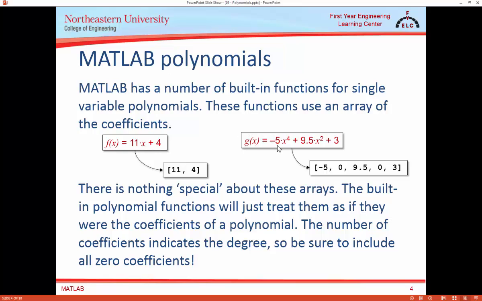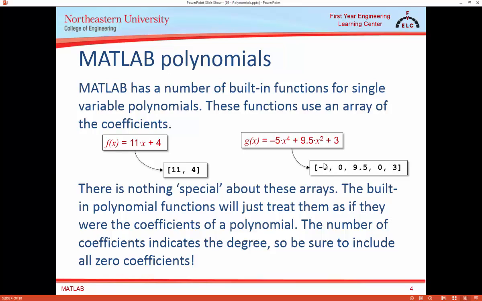Or this example, which will carry through the Matlab examples I'll show you next: g of x is equal to negative 5x to the fourth plus 9.5x squared plus 3 would be treated as this array by the polynomial functions built into Matlab. Negative 5 corresponding to negative 5x to the fourth, 0 corresponding to 0x cubed, 9.5 corresponding to the 9.5x squared, 0 again corresponding to 0 times x to the first power, and 3.